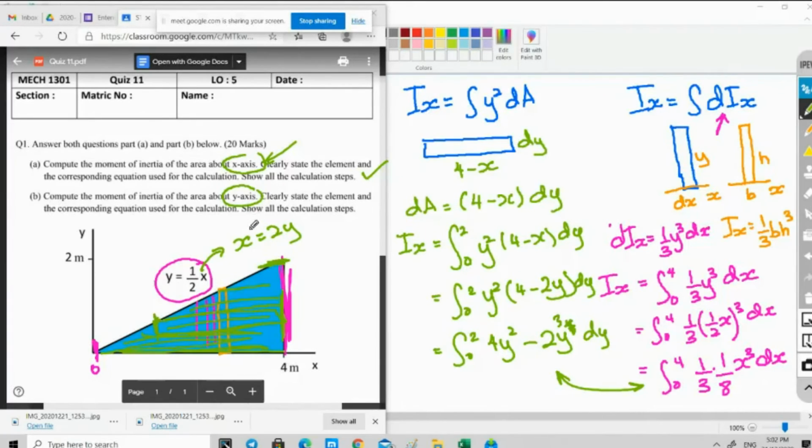So hopefully no question. If you have any question, please ask. Because I think I will have to erase this to calculate for Iy. We don't have enough space in the screen here.